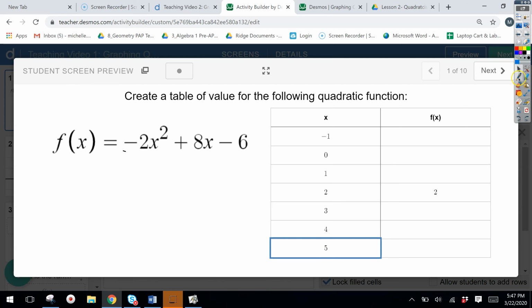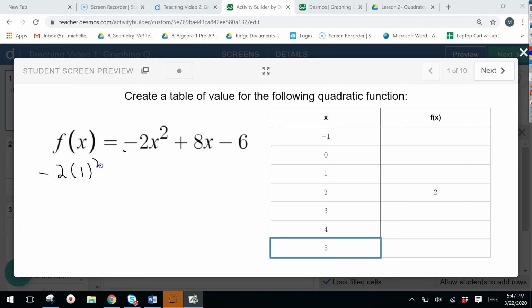So now what we're going to do is we're going to plug in 1 and figure out what the y value would be here. So -2 times 1 squared plus 8 times 1 minus 6. Well, -2, 1 squared is just 1. And a lot of people will say 2, but we're doing 1 times 1. So that's going to be 1. And then 8 times 1 minus 6.